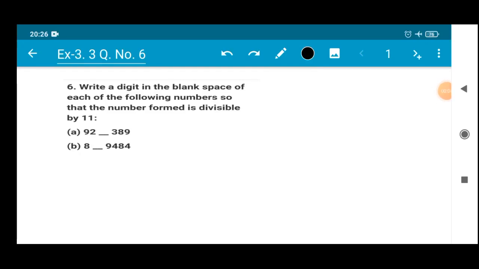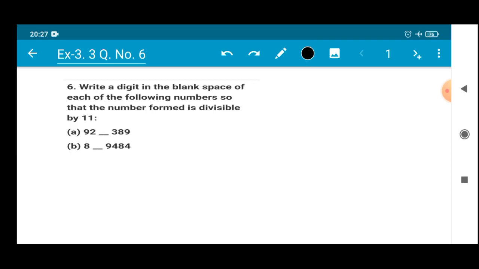So in today's class we will be doing question number 6 from exercise 3.3 of chapter number 3, Playing with Numbers. So this will be the last question. I hope you have understood this chapter very well. So let's start. Write a digit in the blank space of each of the following numbers so that the number formed is divisible by 11.